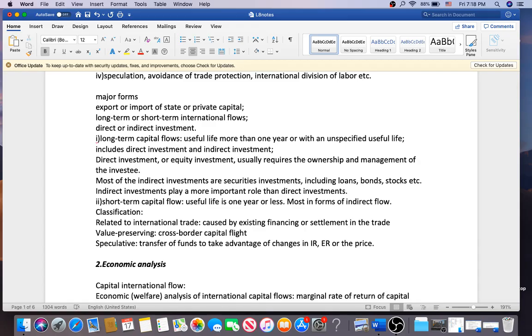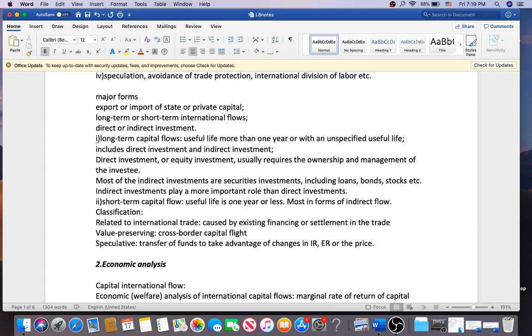There are some major forms of international capital flows. International capital flows can be distinguished from different perspectives: the export and import of state capital and private capital, long-term and short-term capital, direct investment and indirect investment, and so on. So there are many types to classify them.